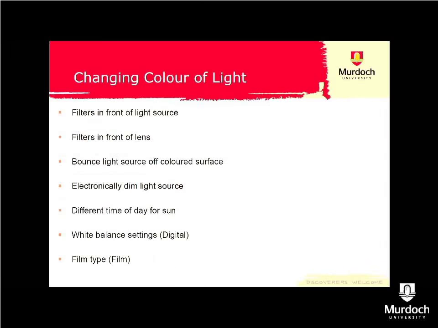So how can you change the colour of light? Well, you can put filters in front of your light source. That is, if you have a light source like a strobe or a flash or something like that, you can put filters in front of them. You can put filters in front of your lens. This is something photographers used to do a lot.